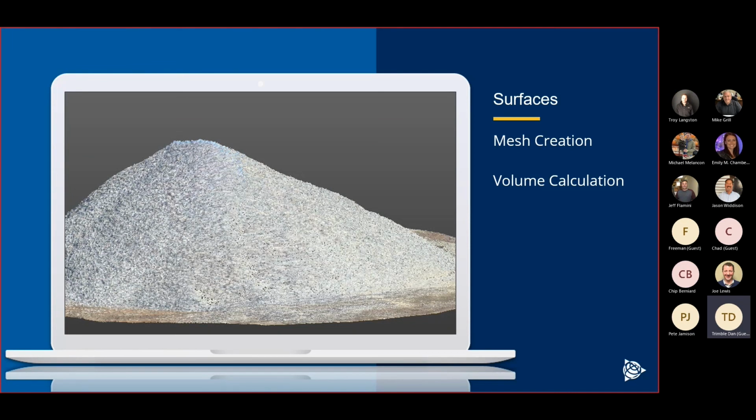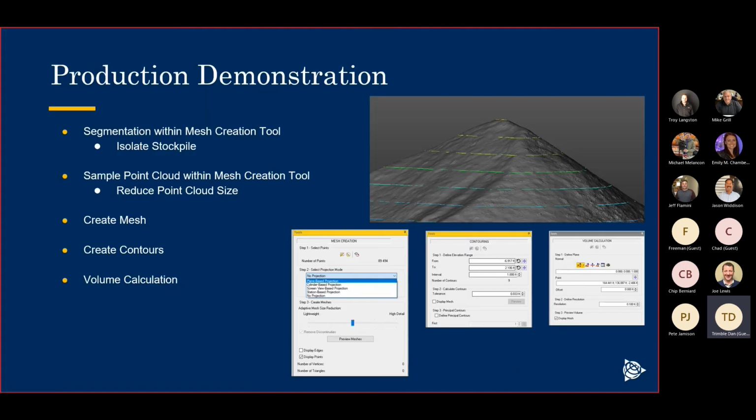So the next tool, surfaces and volumes. In that case, we take the pile, sample it, segment it out, sample it down, create the mesh, create contours, create volumes, and then you get a volume report.